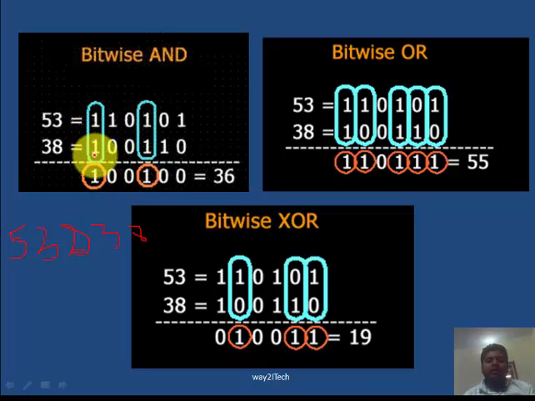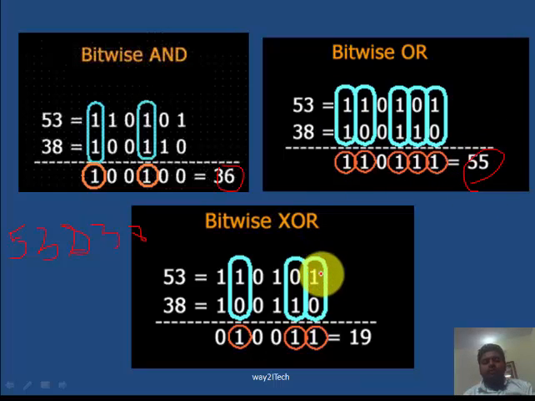The AND of 1 and 1 is 1. So we will calculate the decimal of this number. What will be the decimal of this number? 36. Similarly, we will be doing ORing. 1 OR 0 is 1, 0 OR 1 is 1, 1 OR 1 is 1, 0 OR 0 is 0. And the resultant is 55.